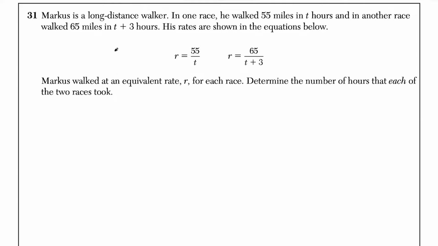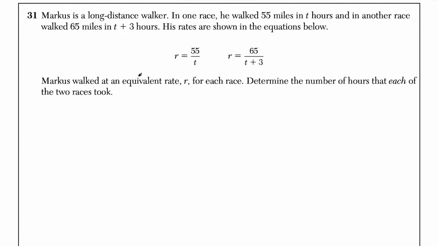Question 31, Marcus is a long distance walker. In one race, he walked 55 miles in T hours, and in another race, walked 65 miles in T plus 3 hours. His rates are shown in the equations below. Marcus walked at an equivalent rate R for each race. Determine the number of hours that each of the two races took.